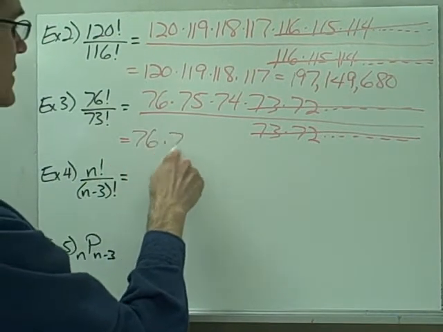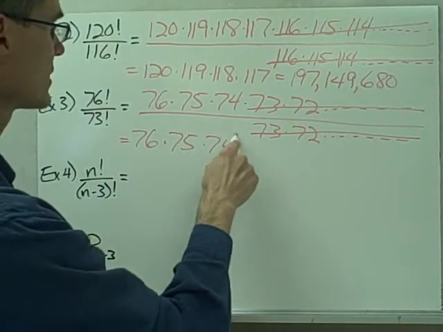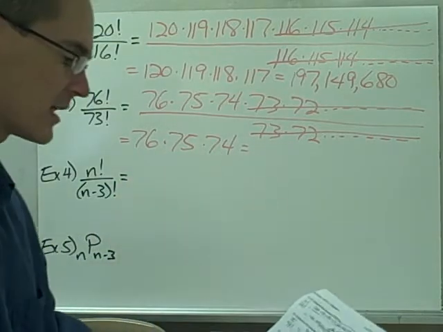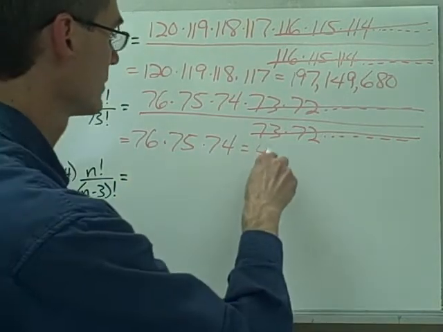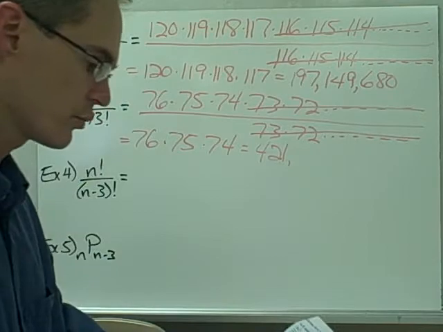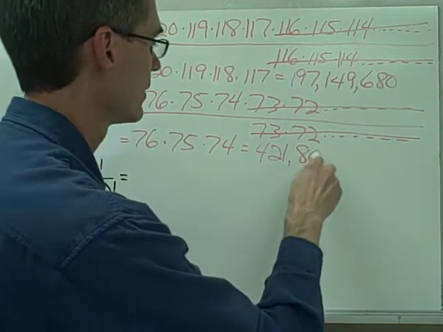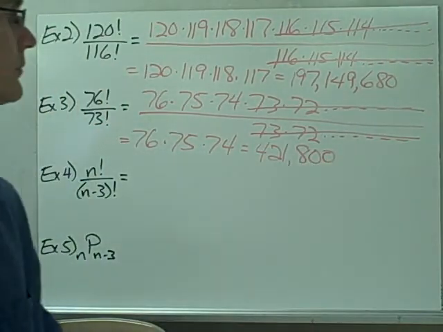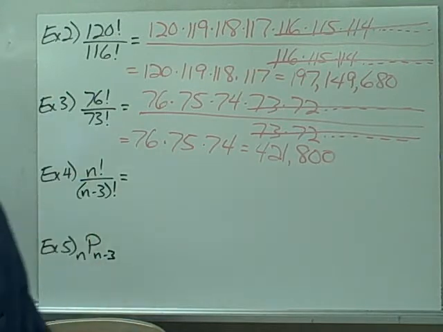Now I just have 76 times 75 times 74, and if I punch that into my calculator, I get 421,800. Now let's take a look at example 4.